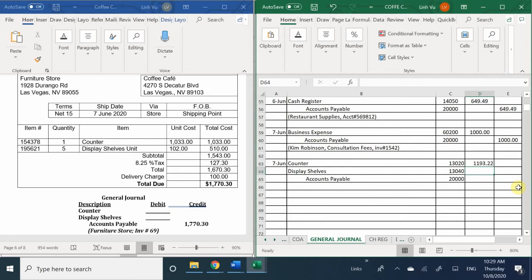Same thing, you're going to multiply and do that, but because we did solve for one of them, which was the counter, I can go ahead and take 1770.30 and just subtract out the amount that I calculated for my counter to get my remaining amount of 577.08. And if I were to add them up, they should equal to my grand total of 1770.30.